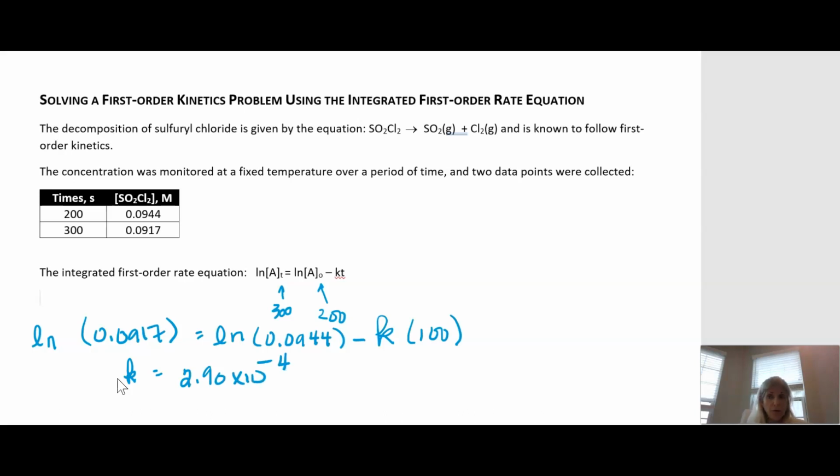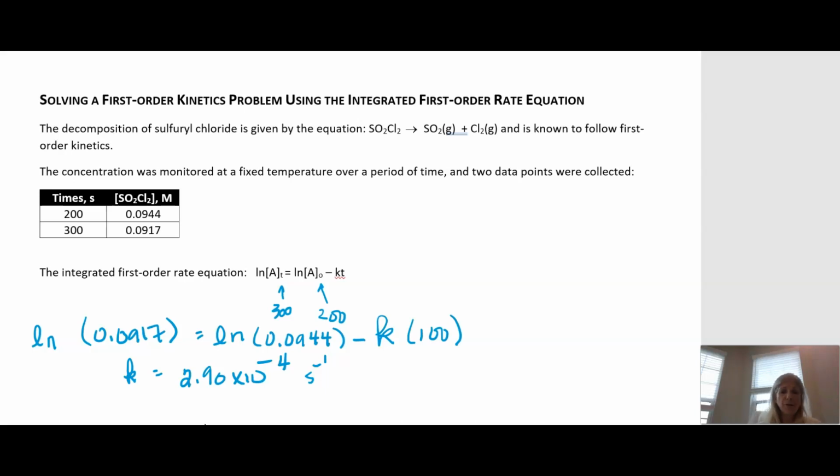It's first order, so who knows what the units of k are? Reciprocal seconds. Done with this problem. I'm just going to take a couple of minutes to do a few things here. If you understand, you're good to go.